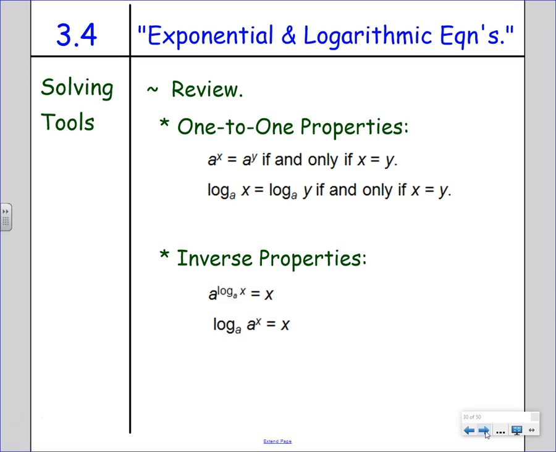3-4 says we're going to give you lots of equations. They're going to have logarithmic pieces and or exponential pieces. Use all the rules that you have practiced to see if you can solve for x.